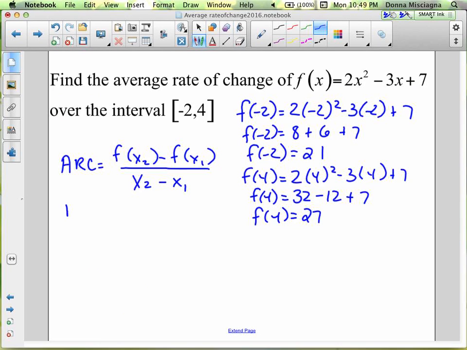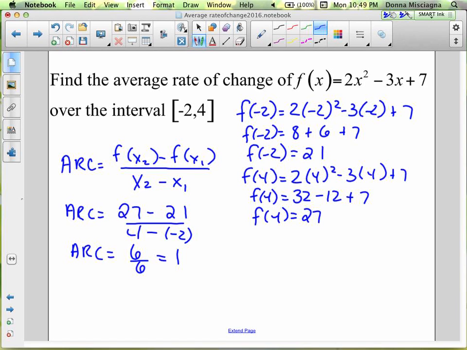All right, so our average rate of change is going to be 27 minus 21. 27 goes with 4. 21 goes with a -2. So our average rate of change is going to be 6, and that would be 4 plus 2. So our average rate of change on that interval is 1. Okay, so the slope of the secant line here would be 1.